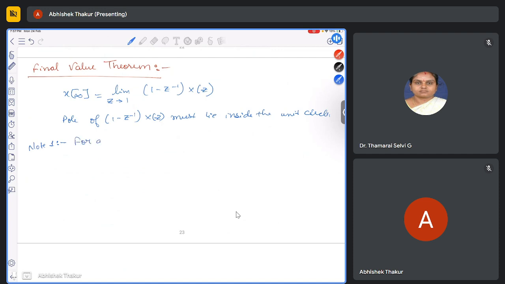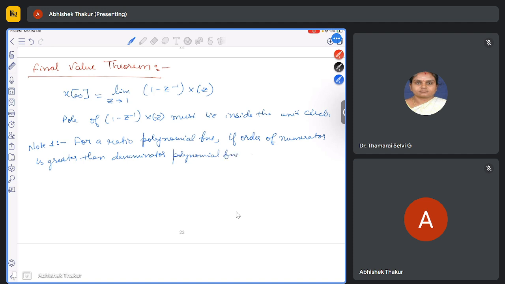So the two notes you should remember. Note 1: for a ratio of polynomial functions having a numerator and denominator, if the order of the numerator is greater than the denominator polynomial function, then the initial value theorem is not applicable.